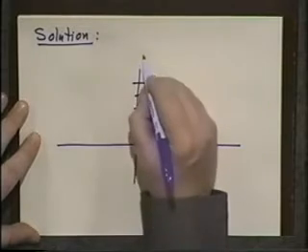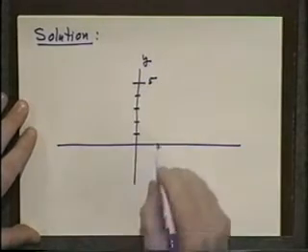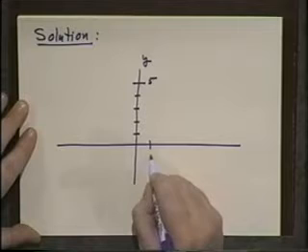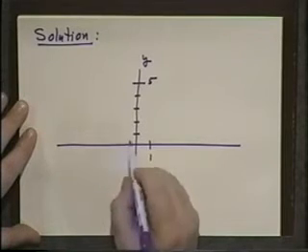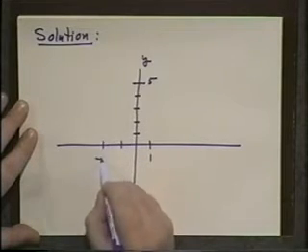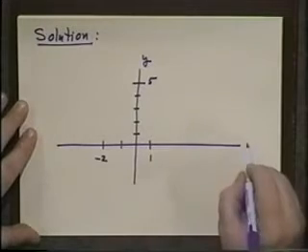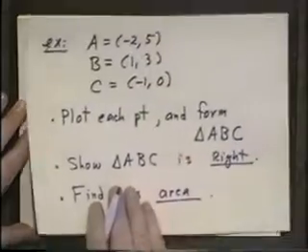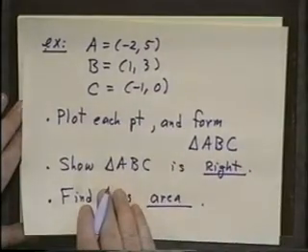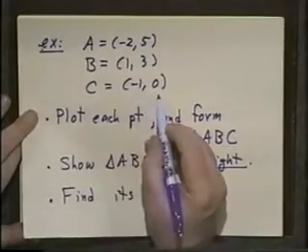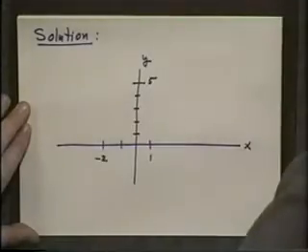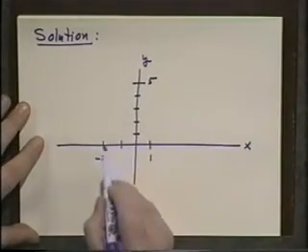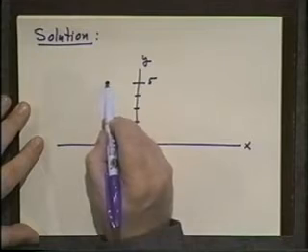So that's 5 units up. This is the y-axis. I know I need 1 at least on the x-axis, and then a couple on the negative side of the x-axis. And then the points, let me remind you what they were: minus 2, 5; 1, 3; and minus 1, 0. So minus 2, 5 is minus 2 and go up to 5. So there's point A.